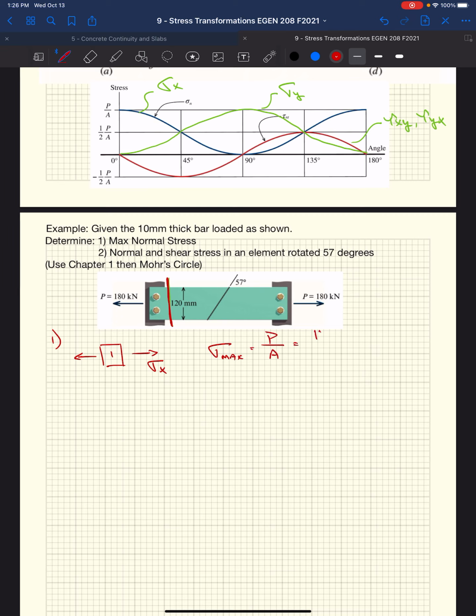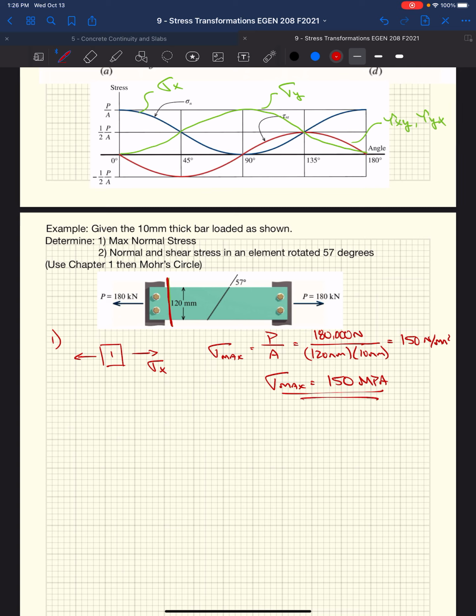In our case, we have 180 kilonewtons or 180,000 newtons. The area, well, we're given it's 120 millimeters wide and it's 10 millimeters thick. We get 150 newtons per millimeter squared. So we say sigma max is 150 megapascals, or newtons per millimeter squared.